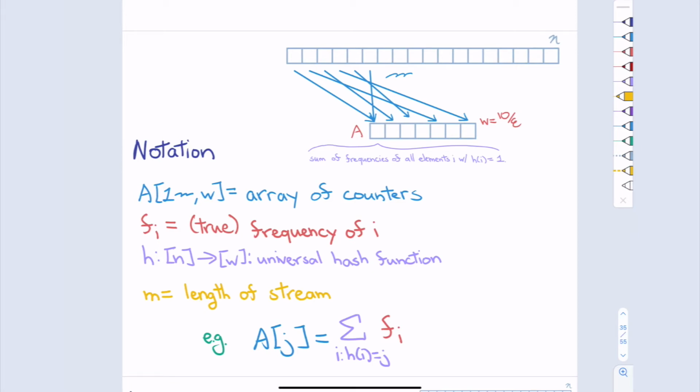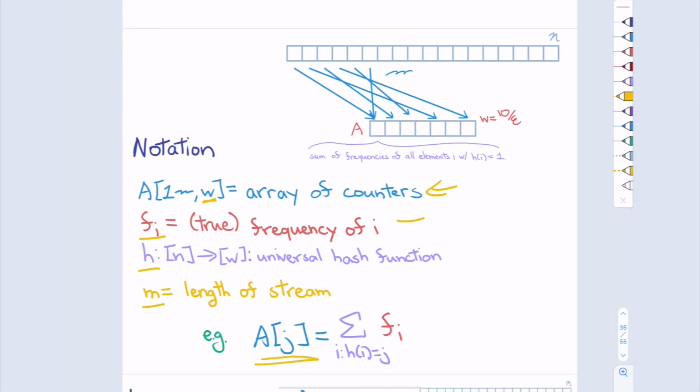Just to check in. A is going to refer to the array with 10 over epsilon counters. I'm using W as the width, so to speak. I'll use F sub I to represent the true frequency of an element I. We have a universal hash function. M is the length of the stream. Okay. So any particular slot of our array of counters is going to sum up the frequencies of all the elements that map to that spot. Okay. All right, so that's the setup.